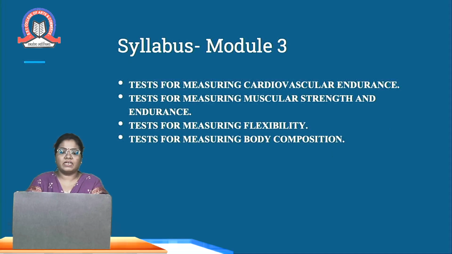In Module 3 we have the topics: Test for measuring cardiovascular endurance, Test for measuring muscular strength and endurance, Test for measuring flexibility, and Test for measuring body composition. Even though we have good physical fitness, the testing helps to find out these four strengths of our body: cardiovascular endurance, muscular strength and endurance, flexibility, and body composition. According to the test, we can conclude our fitness.